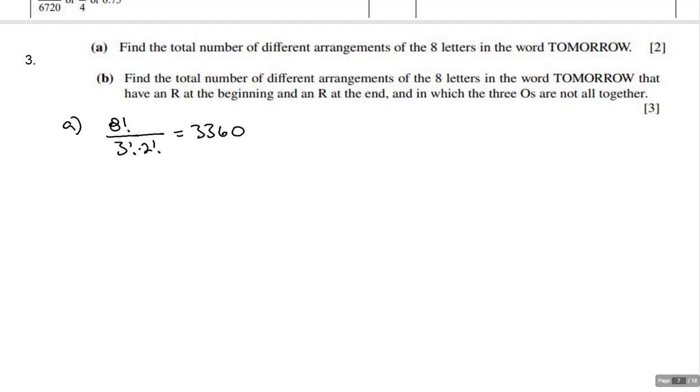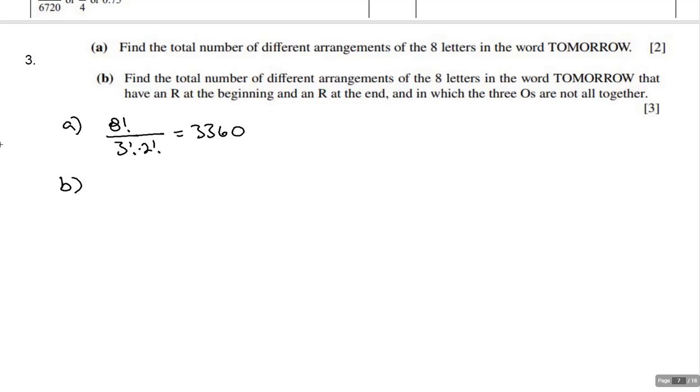Yeah. All right, so take a look at B. What's B say? Find the total number of different arrangements of the 8 letters of the word tomorrow that have an R at the beginning and an R at the end. So what do you think we're going to do? How are we going to approach this one? Alexa, what do you think we should do?